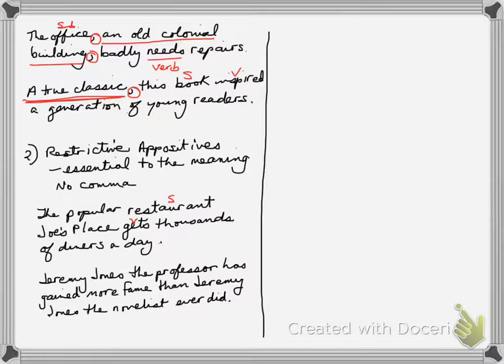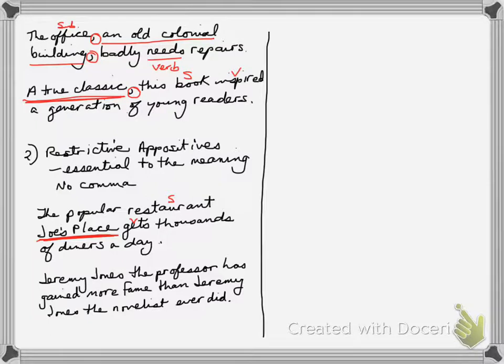So Joe's Place, if I took away Joe's Place, I wouldn't have any clue of the meaning: the popular restaurant gets. Which popular restaurant? It's really needed. It's an essential part of the information. So that's the restrictive appositive, and notice what's lacking. No commas around it. Here's another example.